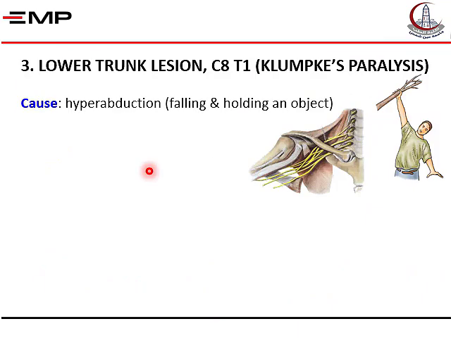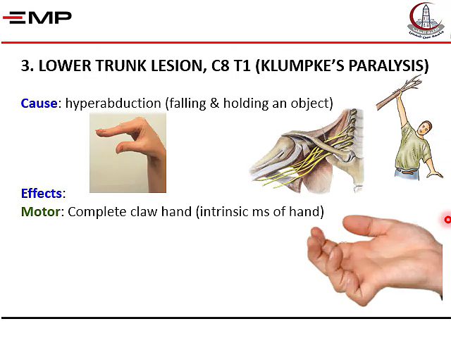Now we'll come to the lower trunk lesion, C8 and T1, Klumpke's paralysis. The cause of this injury is usually hyperabduction injury. For example, falling and holding to something, like the fence of the balcony or a branch of a tree, or falling from a running bus and holding to something. All these hyperabduction injuries cause injury to the lower trunk.